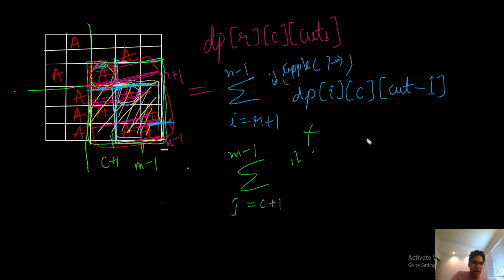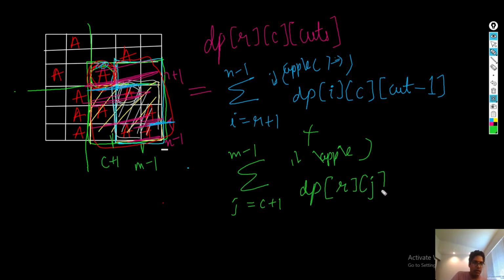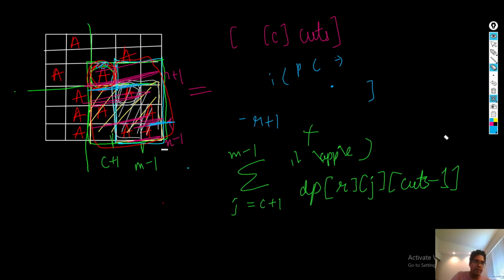If the apple condition is met, if there are apples in the slice, then you would want to add dp where the row is fixed. You want to vary the column, and you're using one less cut than what you currently have. So this exactly is the formula, and this is the formula we are going to implement. Right now, let us also look briefly at the condition which we would want to implement, the condition for adding this into the groups.